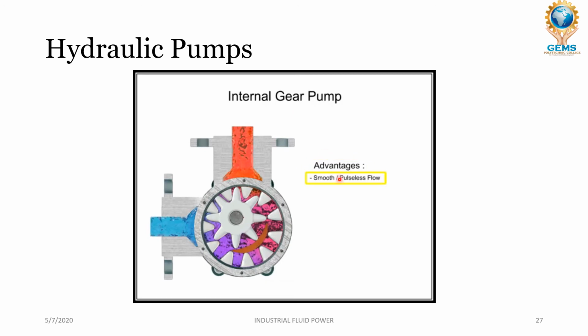Let's see the advantages. Smooth and pulseless flow, and slightly more horsepower for size. Disadvantages: it is higher cost and has a limited size range only, low to moderate pressure rating, and few sources of manufacture.